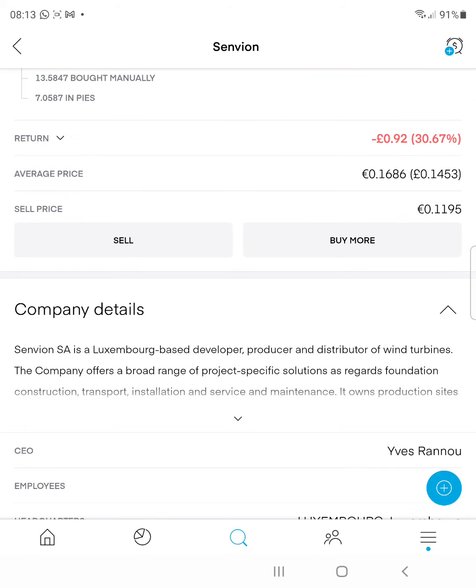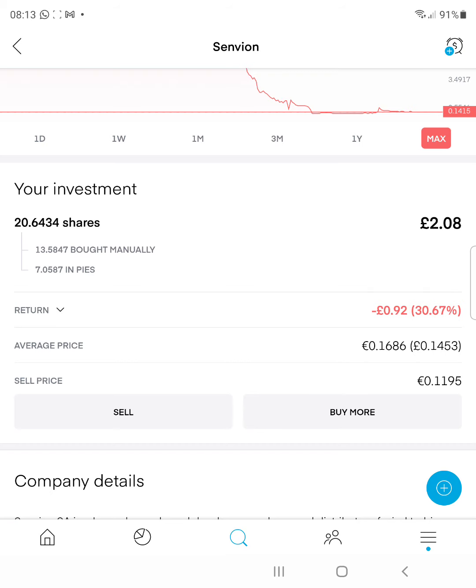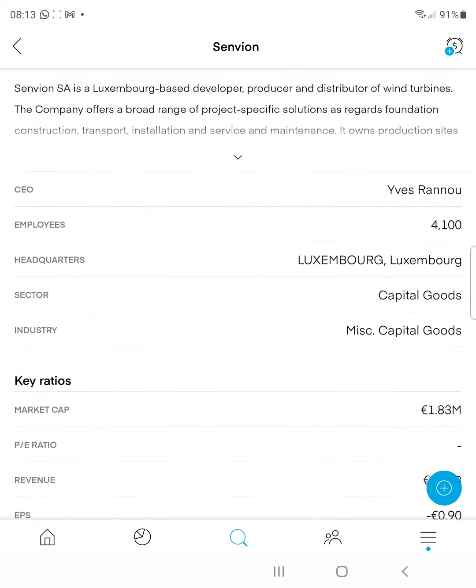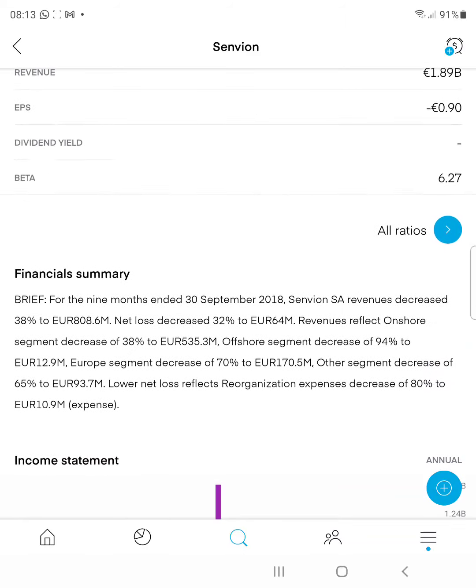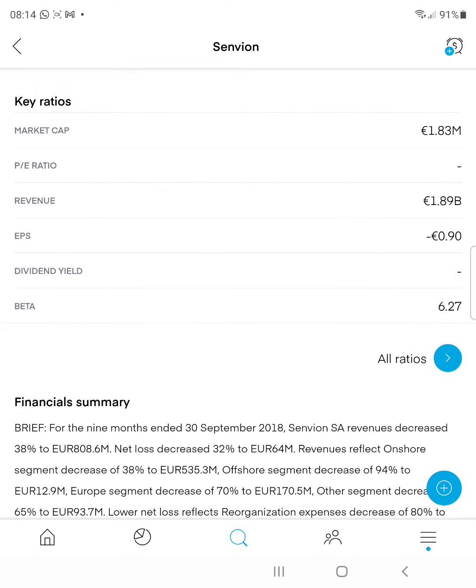fluctuates very rapidly. As you can see, I've invested £2 and eight, or more than £3, and it's gone down by just over 30%, which isn't very good. Especially considering I didn't invest that money too long ago. The PE ratio is missing also because, as I said earlier, when the stock price fluctuates very rapidly, the PE ratio and the dividend yield isn't available immediately.